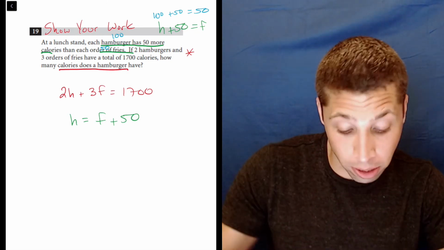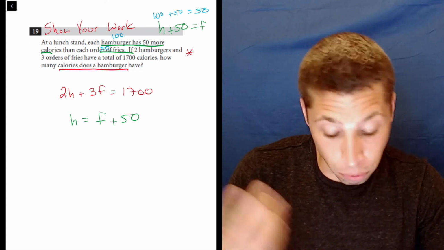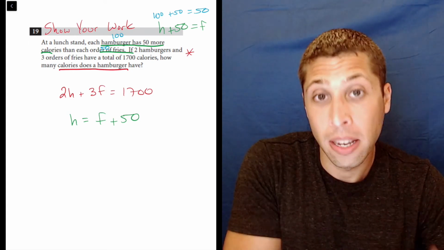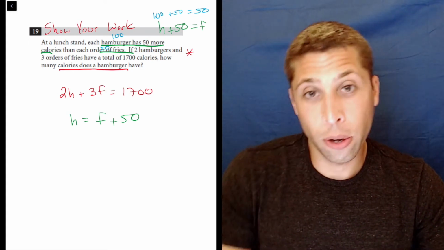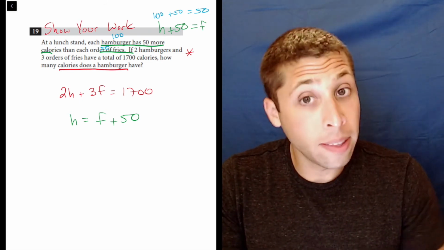And if we use my 100, it makes sense, right? 100 calories for the hamburger would be equal to 50 plus 50, the fries plus the additional 50. So that checks out, and now we know we're good. We can proceed with the question. And this is a system of equations.